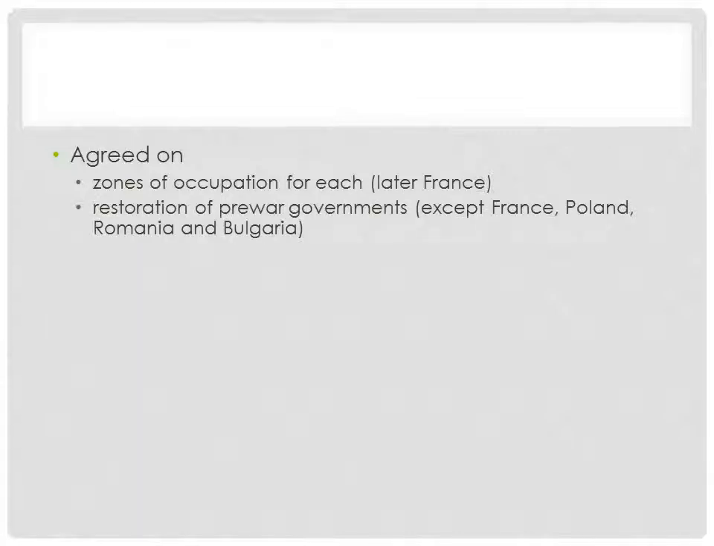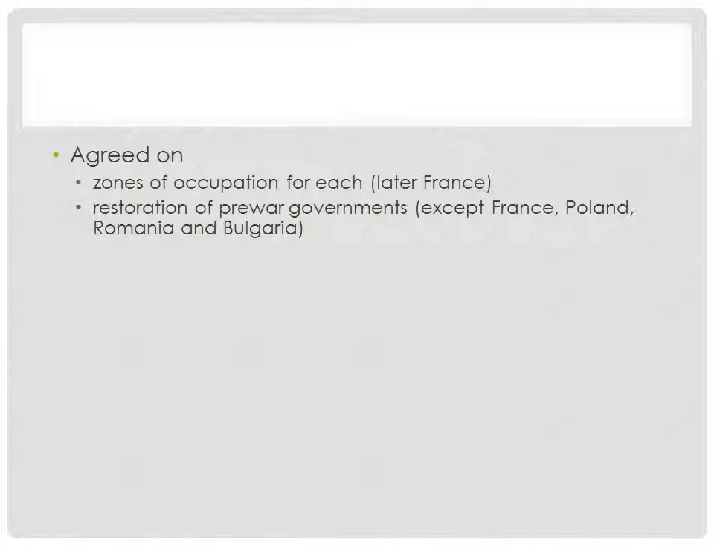As a result of the Yalta Conference, they agreed on zones of occupation for each within Eastern Europe and especially within Germany. Restoration of pre-war governments. So all of these countries that had been invaded, like Denmark and Belgium, Netherlands, Norway, would have their governments in exile returned. France was not to have the restoration of that previous government because that was the government that was in collaboration with Hitler.